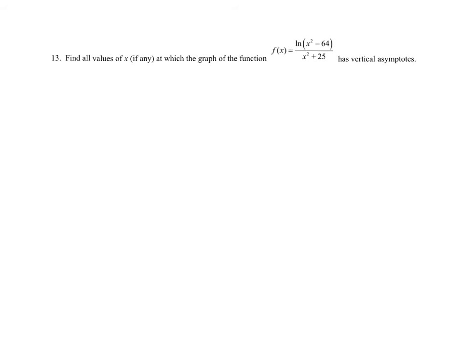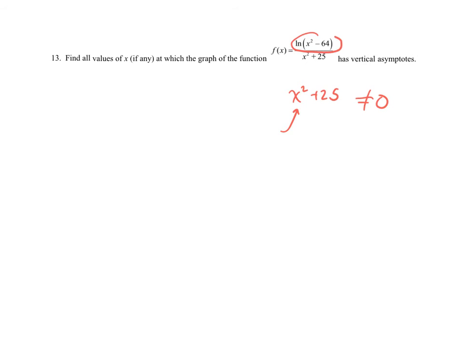Okay, let's look at number 13. So 13 says find all the vertical asymptotes of this function. Now the good news is if I look at x squared plus 25, there's nothing that's going to make that 0. Because if I square a number, I get 0 or a positive number, add 25, I'll never get 0. So this is not equal to 0.